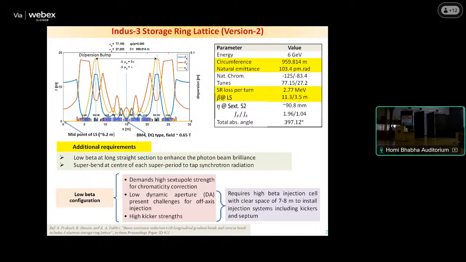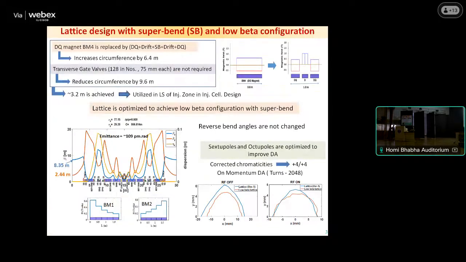Further, the low beta configuration will itself present challenges because it will demand very high sextupole strength, and the dynamic aperture will get lower for the off-axis injection, along with the kicker strength when we are initially using the 4 kicker injection scheme to inject the beam. To mitigate these issues, we require a very high beta injection cell with a clear space of 7 to 8 meter for the injection systems, including kickers and septums. So first, we need to design a low beta lattice at the long straight section and include the superbend.